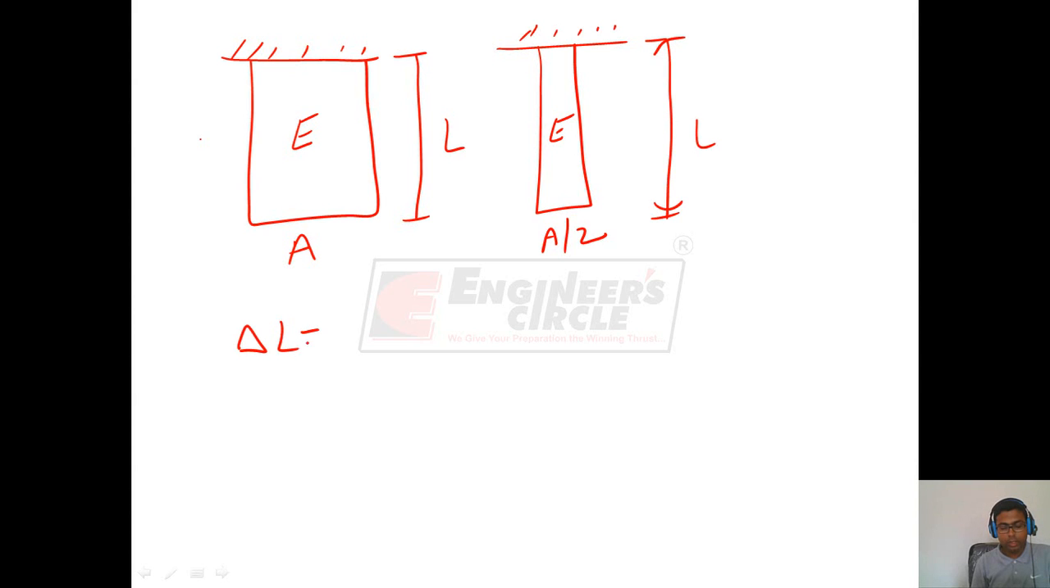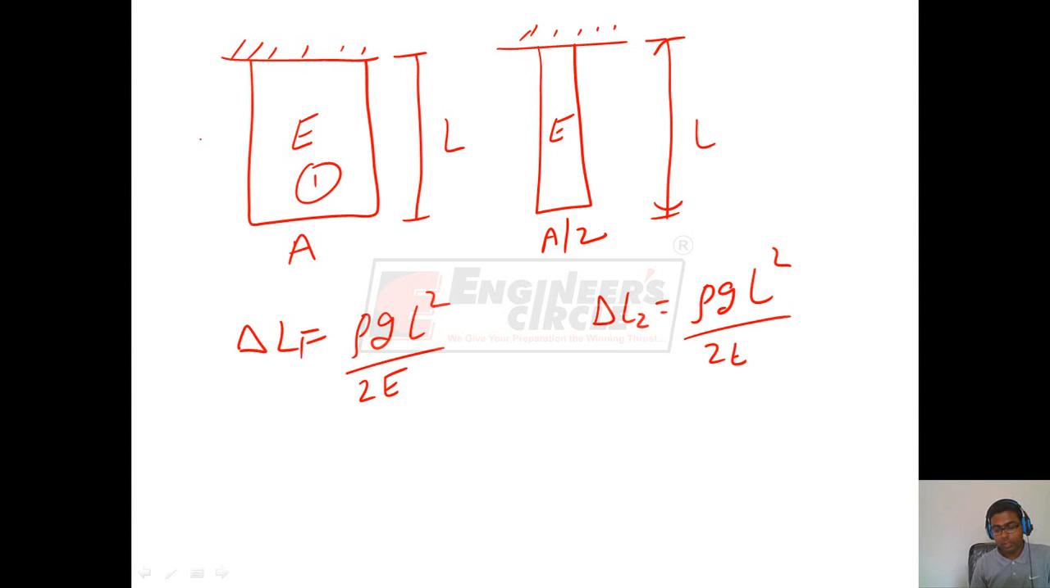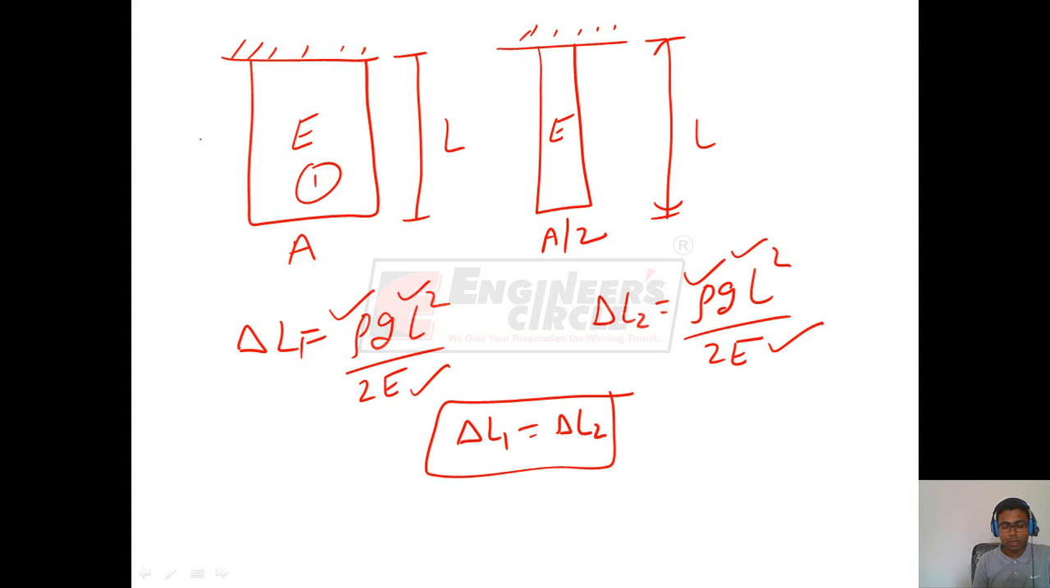We can write the elongation in bar 1 due to self weight as rho g L square by 2E, and in bar 2 as rho g L square by 2E. Since the length of both the bars is same and material is same, density will also be same and E will also be same. So we will get del L1 is equal to del L2. Therefore, both these bars will elongate by the same amount del L. That is, elongation of a bar due to self weight does not depend on the cross-sectional area.